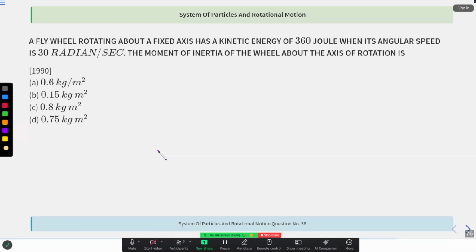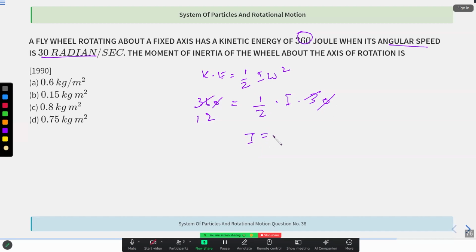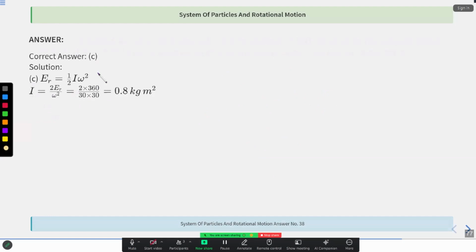What is kinetic energy, guys? Kinetic energy is half I omega square. So 360 is equal to half into I into 30. But you're saying I is 24, so there's a mix-up of units. We have to do 30 into 30 and 360 over here.